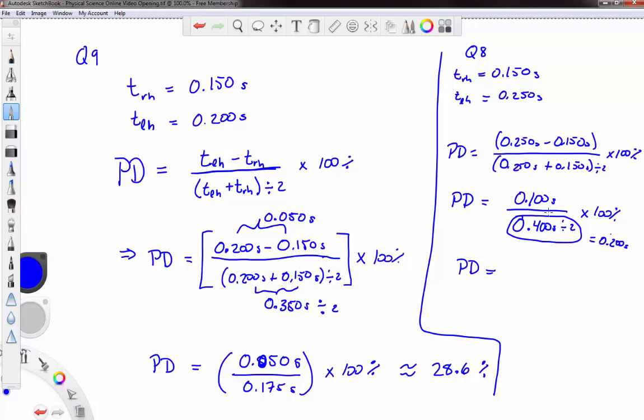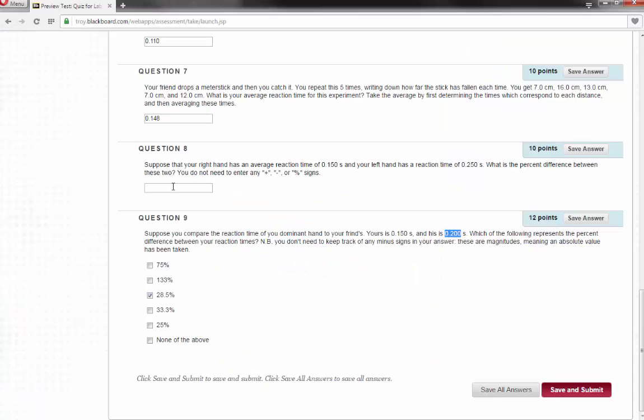And so your percent difference here is actually 0.200 seconds when you do that. So you have 0.1 over 0.2, that would be 0.5. And then you're timesing that by 100%, so that would be 50%. So you have a 50% difference for question number 8. So here we just enter 50.